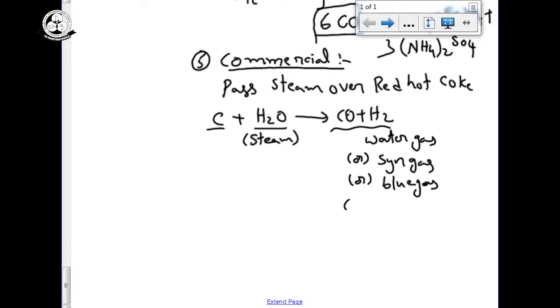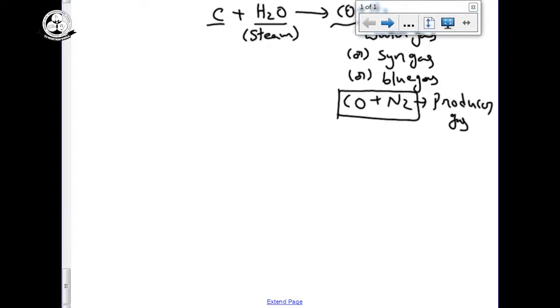Suppose instead of hydrogen, I write N2: the mixture of carbon monoxide and N2 is called producer gas. The mixture of carbon monoxide and hydrogen is called water gas. The mixture of carbon monoxide and nitrogen is called producer gas.